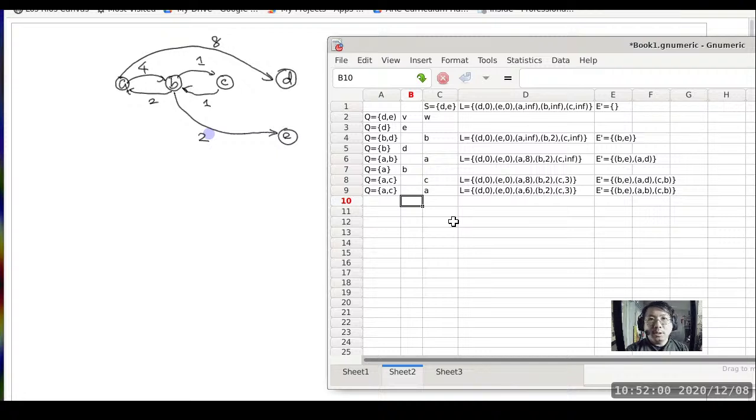Q is non-empty. Now we have to choose one of A, C, whichever one has a smaller L value. So out of these two, C has an L value of 3 and A has an L value of 6. So C is the one that we're going to choose. Now we have to look into all the incoming edges of C, and there's only one, which is from B. So we still have to write it here, even though it may not be doing anything useful, but we still have to write it here.